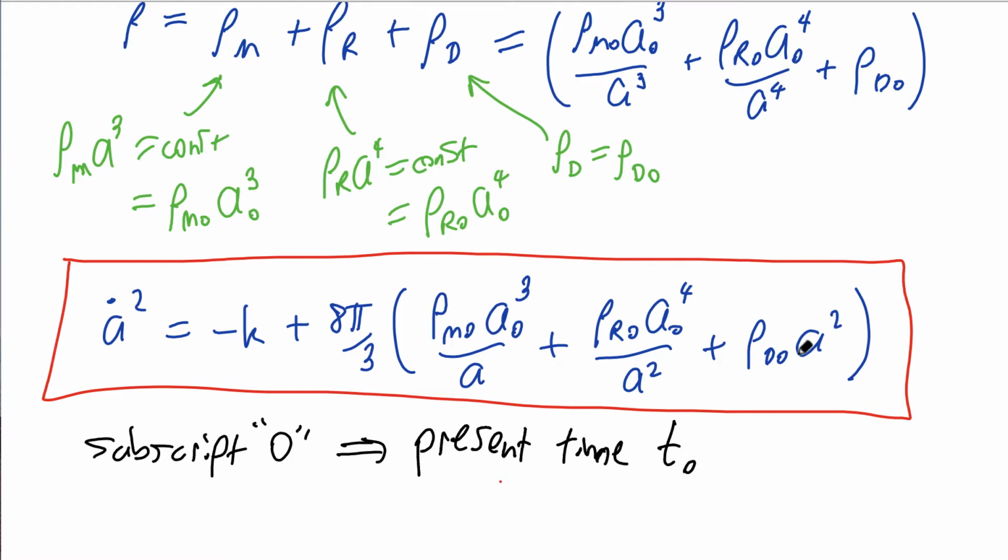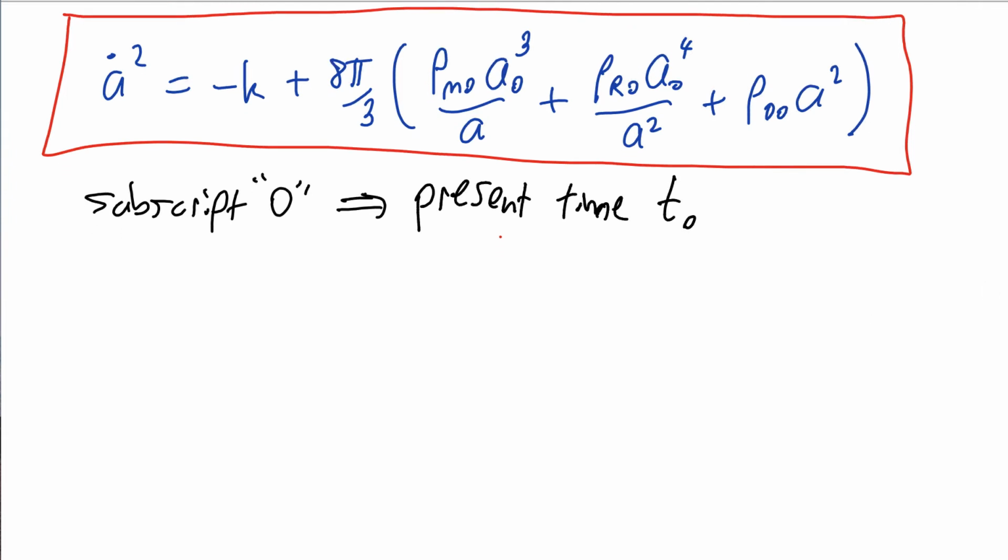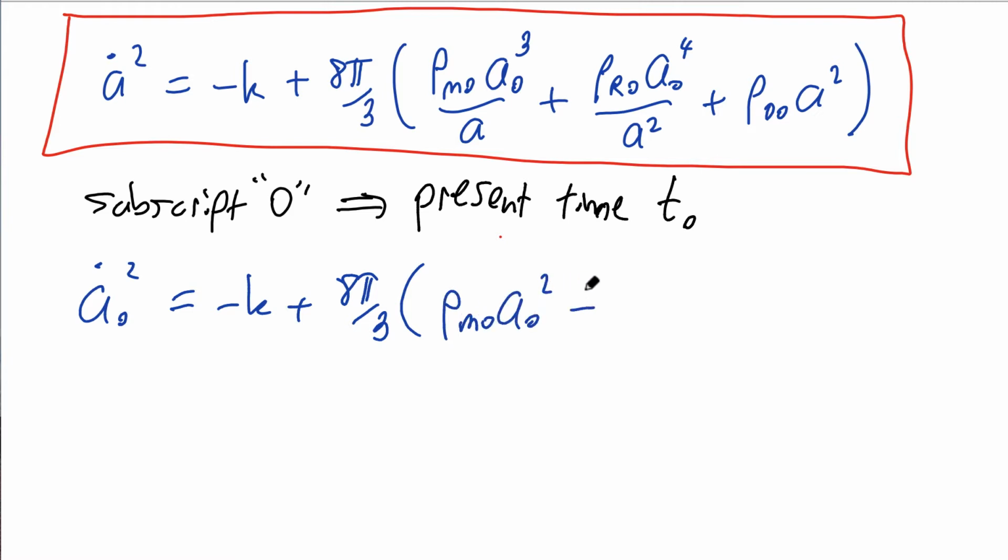We can evaluate this equation at the present time. We'll have a0 dot squared equals minus k plus 8 pi over 3 times rho m0 times a0 squared plus rho r0 times a0 squared plus rho d0 times a0 squared. And now divide through by a0 dot squared.